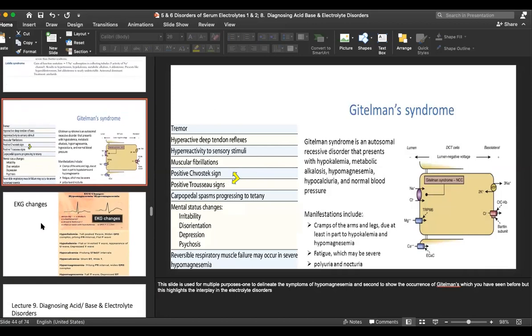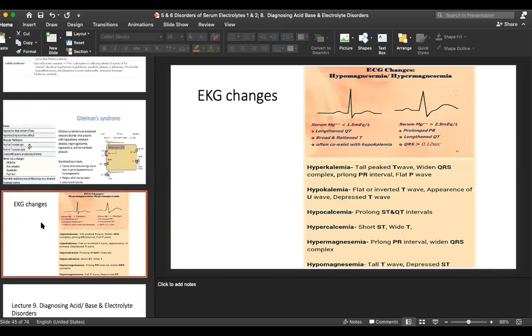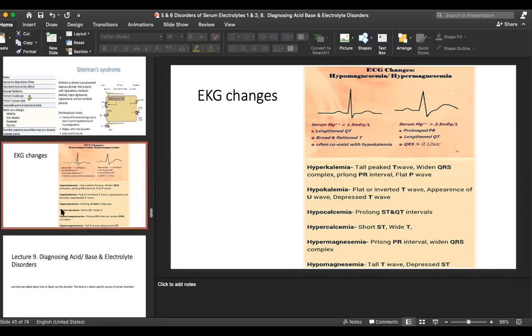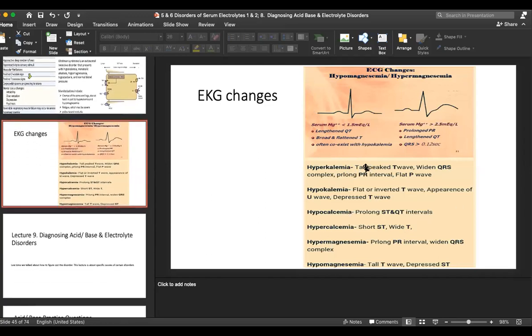And low magnesium. Here are our EKG changes. You can see the prolonged PR, lengthened QT, and so on in our hypermagnesemia versus low. These have all of our EKG changes, which is pretty good.